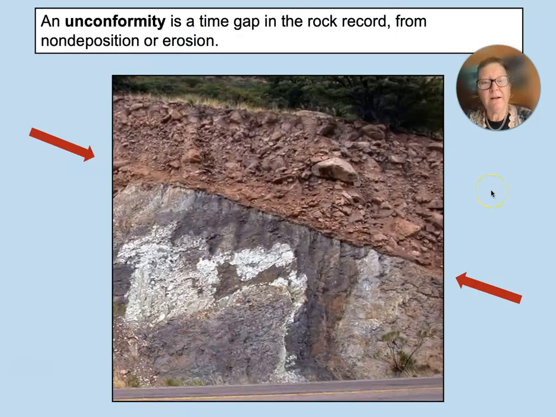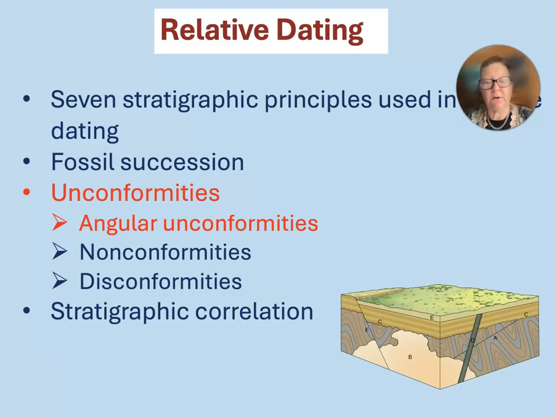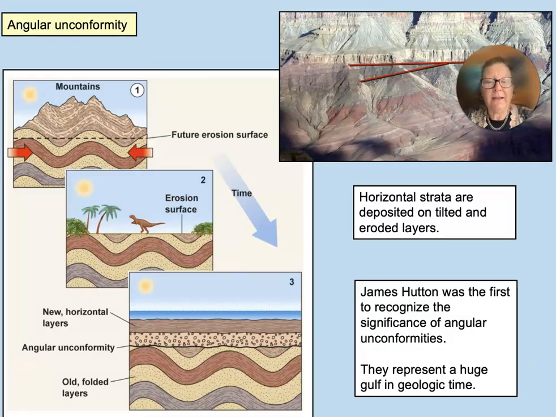Unconformities. An unconformity is a time gap in the rock record, either from a lack of deposition or erosion or both. Here we have a surface that was eroded, and who knows how much time there was in between the next unit being deposited, but eventually this was all tilted as well, because usually unconformities start out horizontal. There are three kinds of unconformities. An angular unconformity is when horizontal strata are on top of tilted or folded strata that are below them.